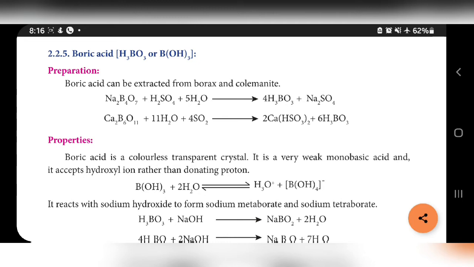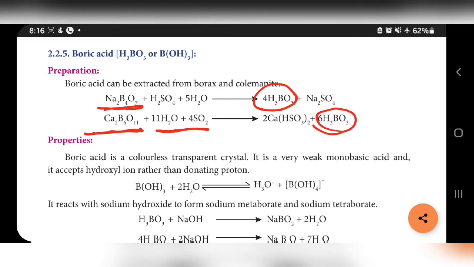In second reaction, colemanite is also reacted with water and sulfur dioxide. It forms calcium bisulfate with boric acid. So, boric acid can be extracted from borax and colemanite. This is the preparation of boric acid.